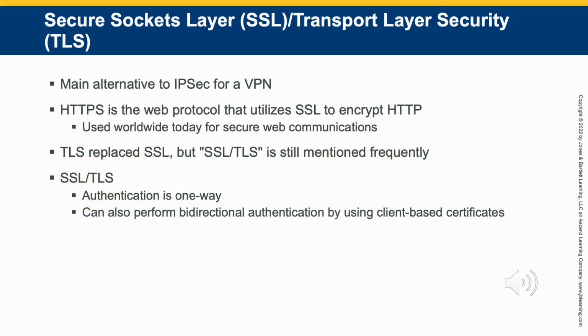Secure Sockets Layer and Transport Layer Security. The main alternative to IPsec for a VPN. HTTPS is the web protocol that uses SSL to encrypt HTTP. It's used worldwide today for secure web communications. TLS replaced SSL, but SSL and TLS are still mentioned frequently. SSL and TLS authentication is one way and can also perform bidirectional authentication by using client-based certificates.